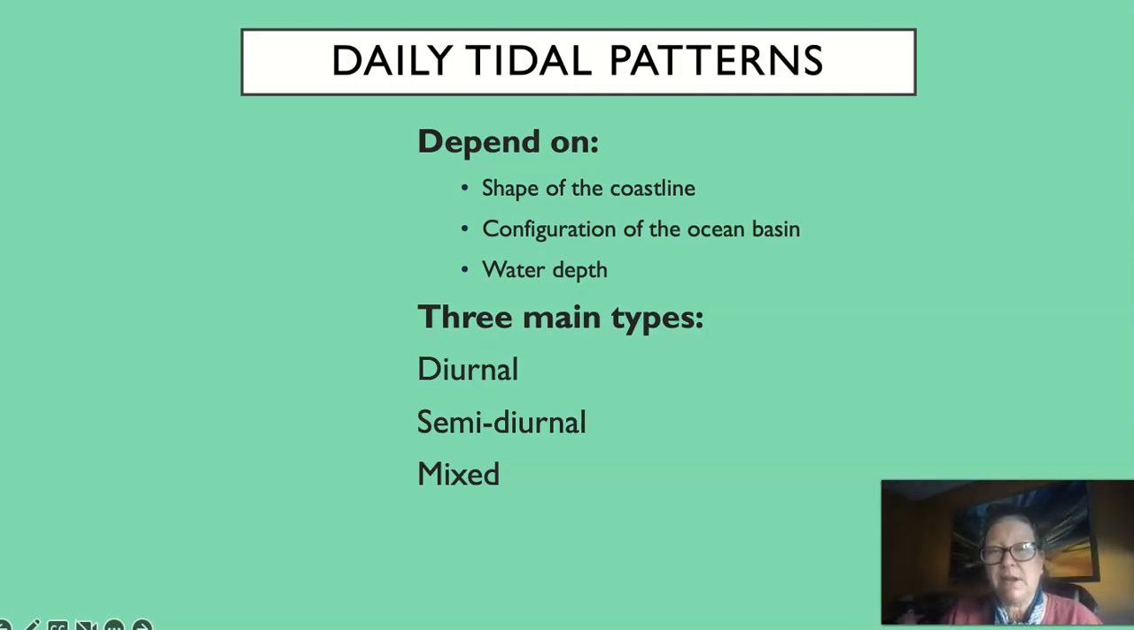But there are actually other patterns because there are other factors. The shape of the coastline matters, the configuration of the ocean basin, the depth of the ocean basin, how quickly it gets shallow or deep as you go offshore. And this results in 3 types of tidal patterns: diurnal, semi-diurnal, and mixed. So let's take a look at those.